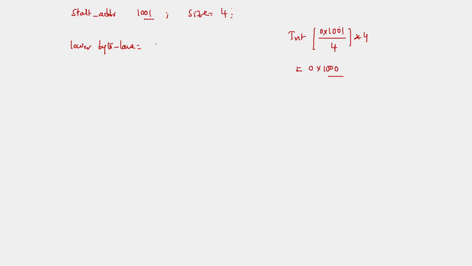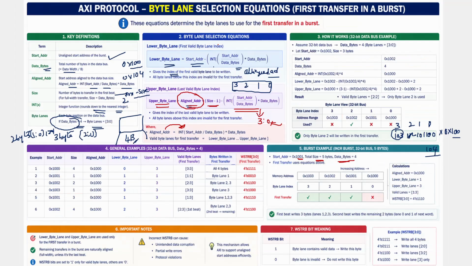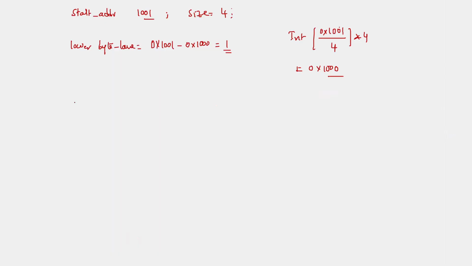Then the lower byte lane: your start address 0x1001 minus the aligned address 0x1000, then we get the value 1. So 1001 minus 1000 gives 1. In that way we got the lower value, and in the same way we need to calculate the upper value, with size minus 1. Size minus 1 means 4 minus 1, right? So we will calculate the upper byte lane here.